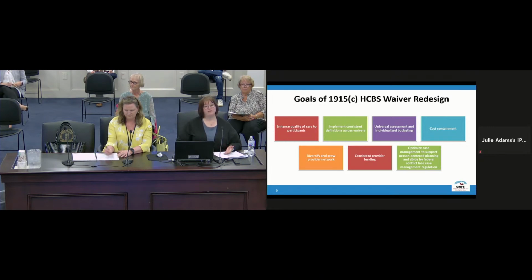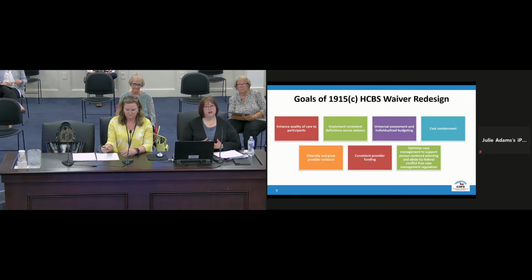Looking at provider funding. You shouldn't have one waiver that can get paid $20 an hour for providing personal assistance when another waiver is paying $11 an hour for the same service. Until you have consistent provider funding that matches the services that are being provided, you're not going to be able to have a robust provider network.